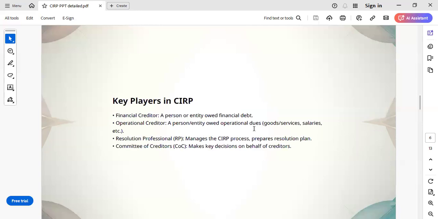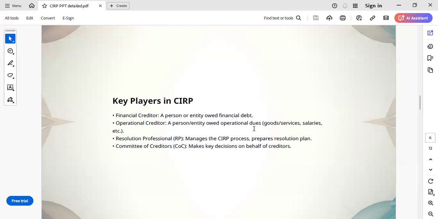Who are the key players in CIRP? The financial creditors, operational creditors, resolution professional, and committee of creditors. Financial creditors are a person or entity owed financial debt. Operational creditors are a person or entity owed operational dues. Operational dues relate to the supply of goods, services, employment, and salaries.